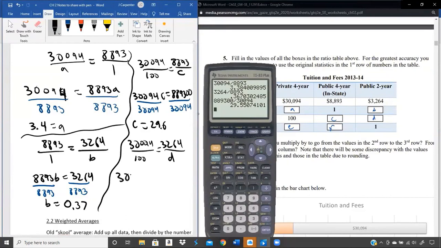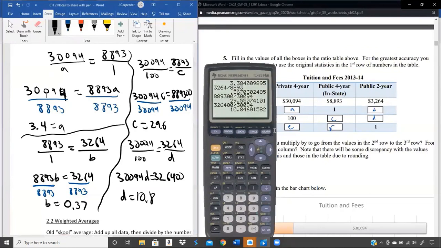Cross multiply, 30,094D equals 326400. Divide. I'm going to skip showing all that work and just do it in the calculator. So we get 326400 divided by 30094. And we end up with D equals 10.8. Again, rounding to 1 because of the holes. D equals 10.8. So does it make sense? Well, I hope so. If 100% is the private school, 29.6% is ODU, 10.8% is TCC. So TCC costs 10.8% as much as a private school. Again, if those were the actual numbers, which are not, these are averages.